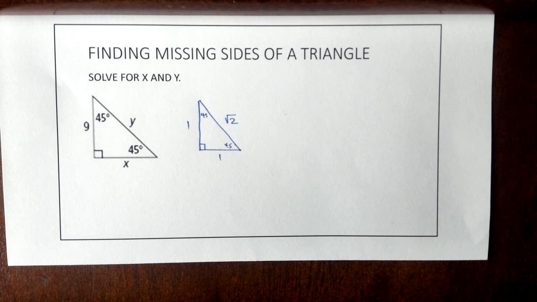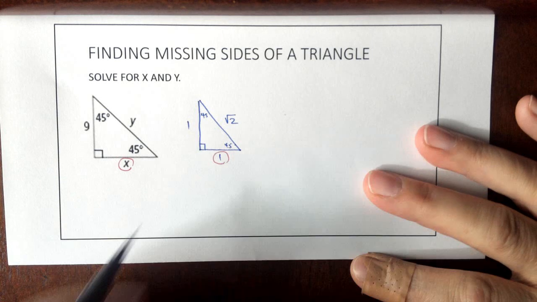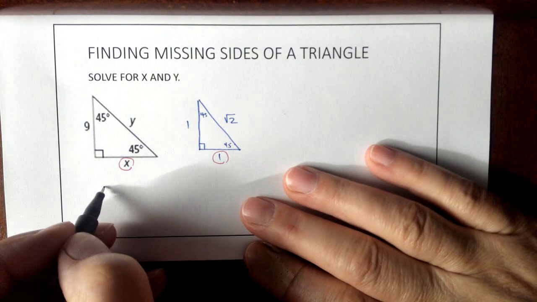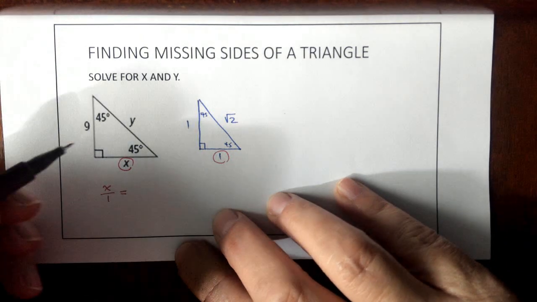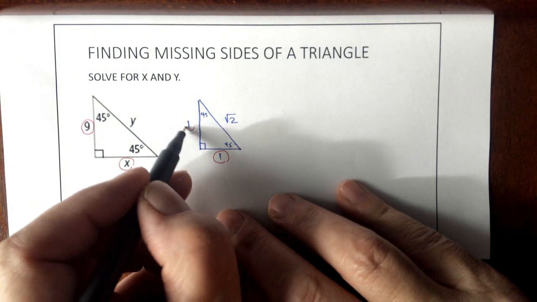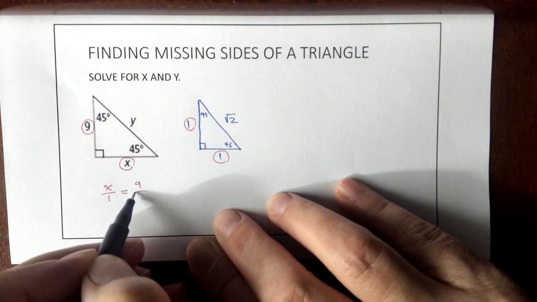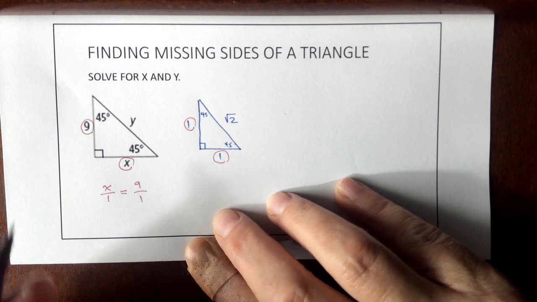For the rest of us who have trouble seeing that, we're going to write a proportion and solve it using some algebra. So let's say I want to solve for x first. To solve for x, I need to compare it to its corresponding side of 1. So x is to 1 as, and then I need another pair of known sides. I only know 9 on this triangle, so I'm going to use that one, and it corresponds to 1. So 9 is to 1. We can make a proportion just like we did in chapter 7, and then cross multiply.